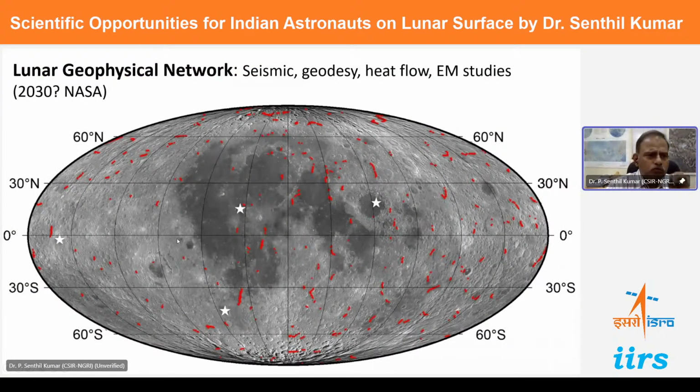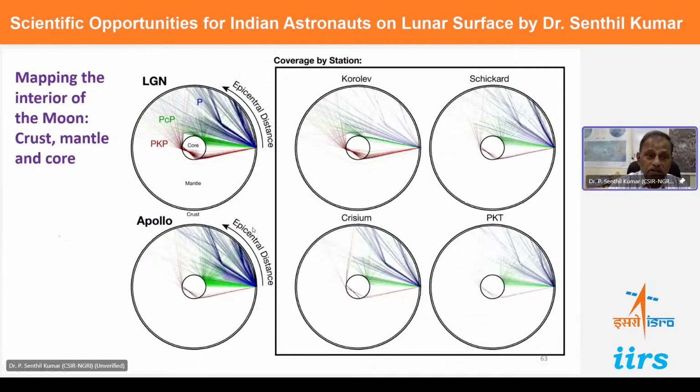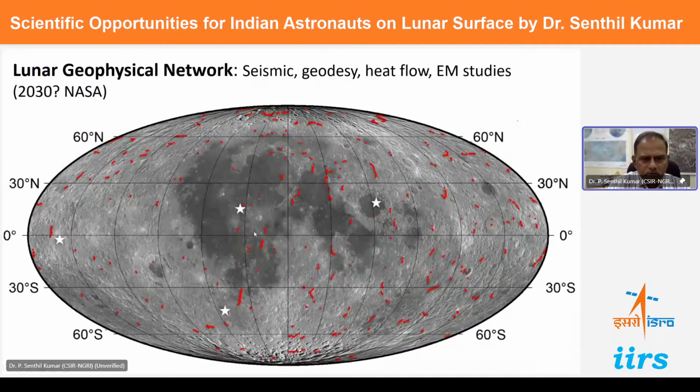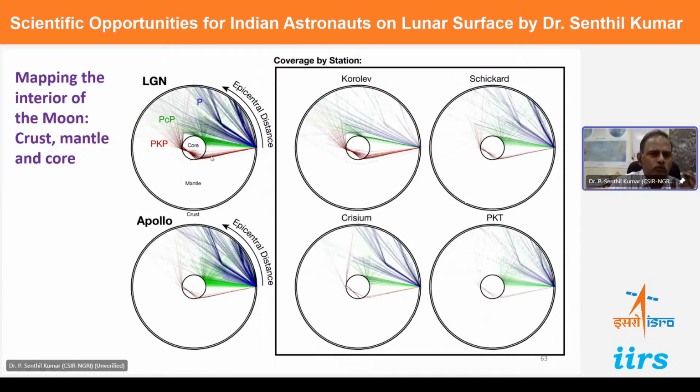Even NASA wants to go and put seismometers on different parts of the moon. For example, the stars are the locations where they want to put the seismometers. Why? Because moonquake waves pass through the interior of the moon and through the core of the moon. Also, some of them are reflected by the core. These reflected phases from the core can be recorded in different parts of the moon, for example, Korolev crater, Shikar crater, Chrysium and PKT. Using this experiment, by installing seismometers here, you can map the core of the moon much more precisely. So we will know the size of the core.